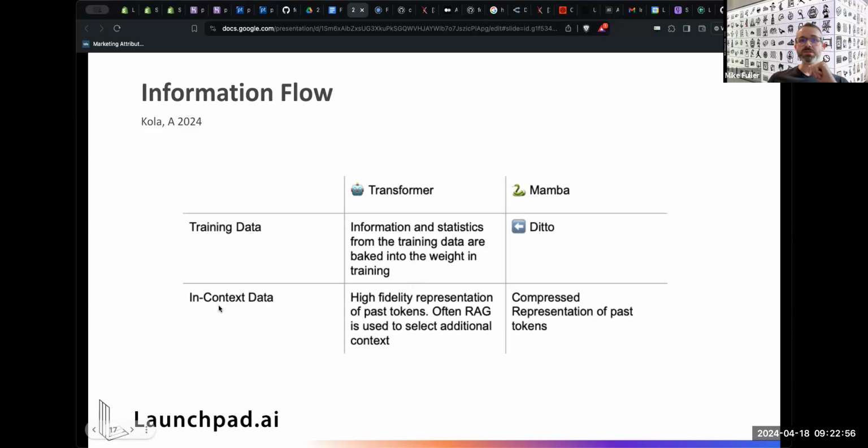But in context data is where we have this big difference between these two architecture types. In the transformer, we have a high fidelity representation of past tokens, so often RAG is used to select additional context on top of that. Whereas in Mamba, we have the compressed representation of the past tokens into the state space memory. So that's really where the difference is.